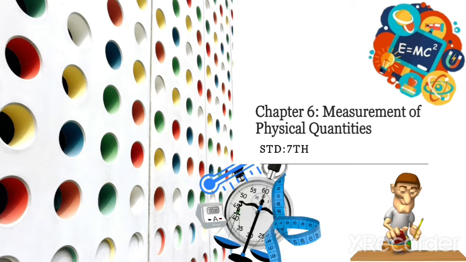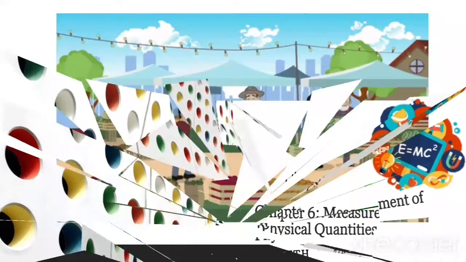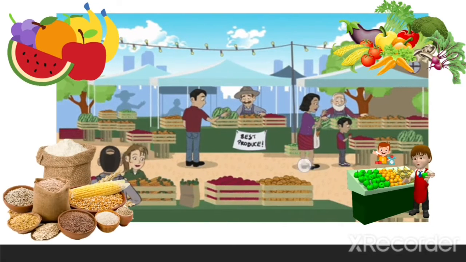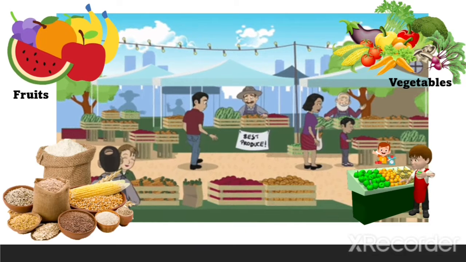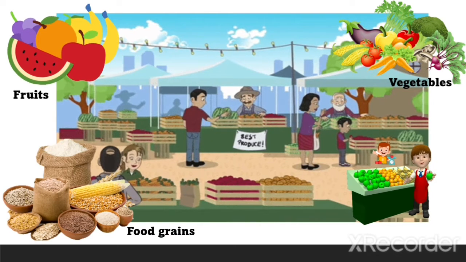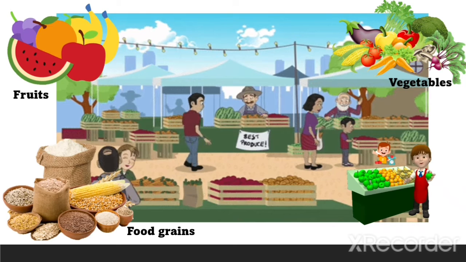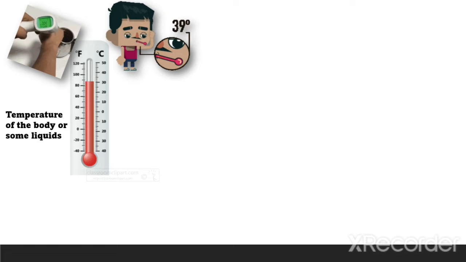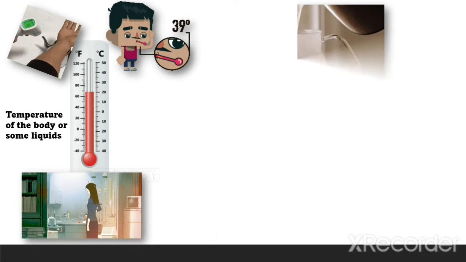In this chapter we are going to learn about different types of physical quantities in our day-to-day life. When we go to market, we buy different food articles such as fruits, vegetables, food grain, etc. While buying these food substances, we measure their weight. So weight is a physical quantity. We also measure other physical quantities such as temperature. Whenever we have fever, we measure our body temperature. We also measure the temperature of liquid substances while preparing food.